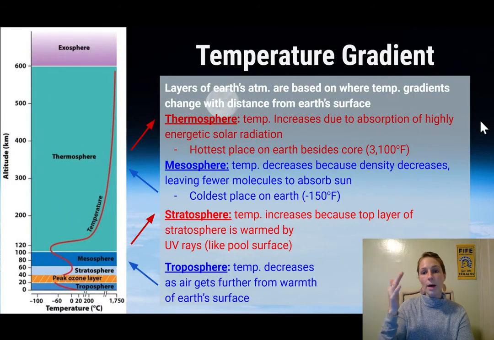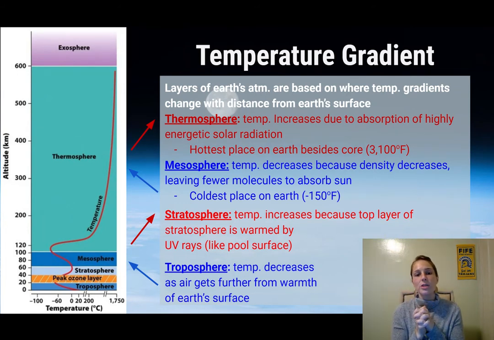So as we go up in these layers, an important factor to be aware of is going to be the temperature gradients at these different levels. So the layers of Earth's atmosphere are going to be based on where we have temperature gradients changing with respect to the distance from Earth's surface. And I am going to use a few different ways to explain this.